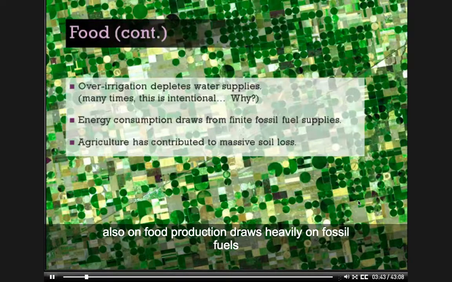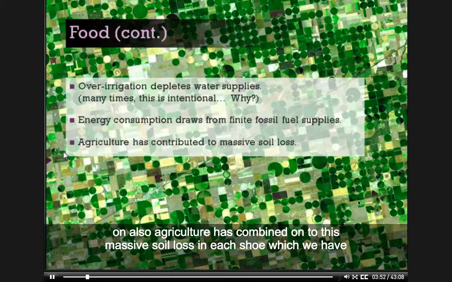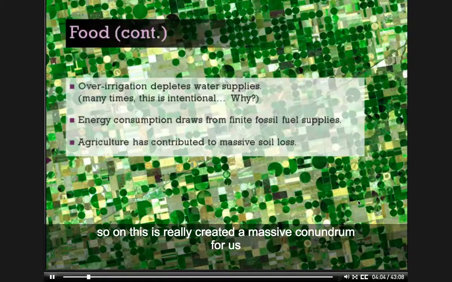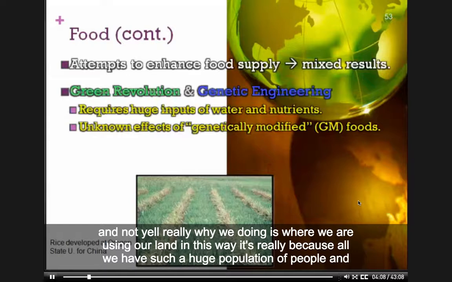Also, food production draws heavily on fossil fuels, so energy consumption is a huge part of this. Also, agriculture has contributed to this massive soil loss issue, which we have mentioned before. Water and soil are interchanged. They're locked together. So this has really created a massive conundrum for us. And, really, why are we doing this? Why are we using our land in this way? It's really because we have such a huge population of people.